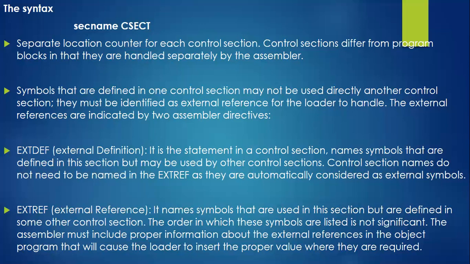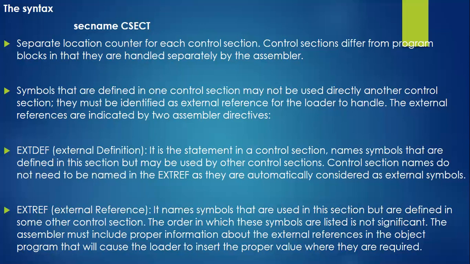Next one. I would like to explain about the reference also. Later, I will take this example. But the external reference, so we call it ext ref. It names symbols that are used in this section but are defined in some other control section. So now, if control section B wants to utilize some operands which are defined in A, then we need to go for a directive called external reference. In front of that, we need to mention all those operands which are not defined in the current control section, but are defined in some other. Such operand names only we need to specify.